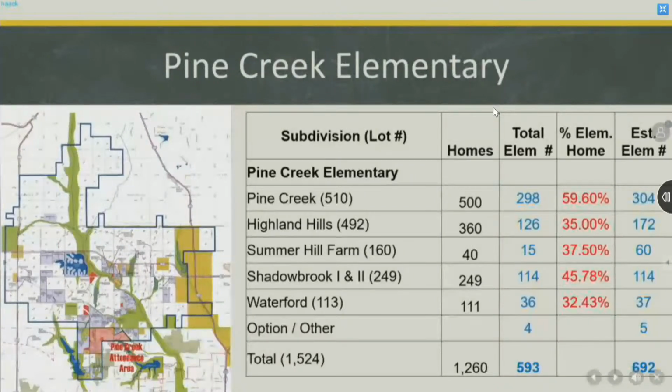So as we look at it, we've got 593 students in Bennington, Pine Creek Elementary, and we estimate up to 692. Now keep in mind, 575 is capacity. We can always, and have, put students in other places like the computer lab, art, things of that nature, and move into that area. We have an alternate for Pine Creek and Anchor Point, which we'll talk about in a little bit.